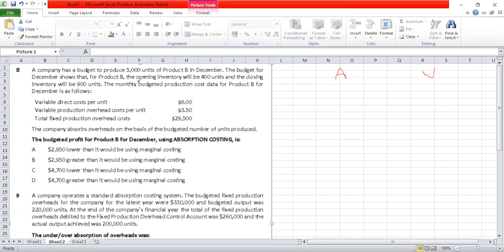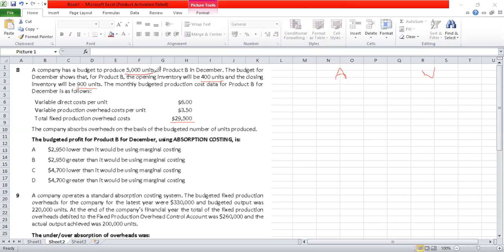The budget for December shows that for product B, opening inventory is 400, closing inventory will be 900. Whatever is the closing inventory will go to the next period. Similarly, the previous period's closing stock will come to the current period as opening stock. The difference is in terms of the fixed overhead cost which is charged. So how much is the total fixed overhead cost? 29,500 is the total fixed production overhead cost, which is incurred for how many total units? 5,000. That's right. Very good.